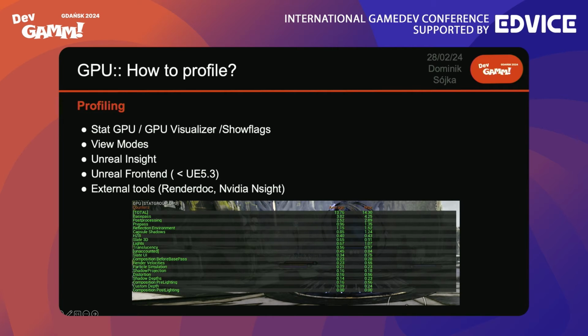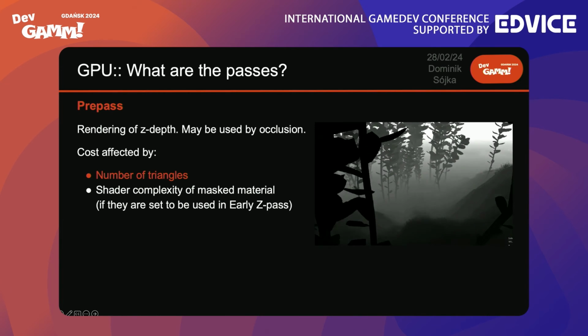So the next thread is the GPU, and it could be the biggest one. I'm not going to cover all the passes, I only focus on the most important ones. Of course, you can use the profiling tools that I mentioned before. As you can see in the stat GPU screenshot, we have different passes, and every pass takes some time. So basically, you need to understand some of them.